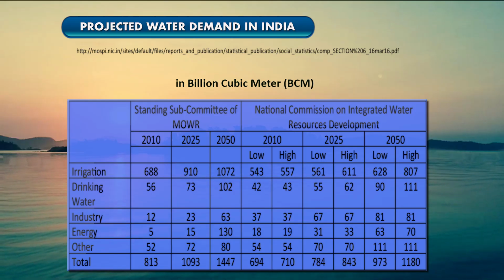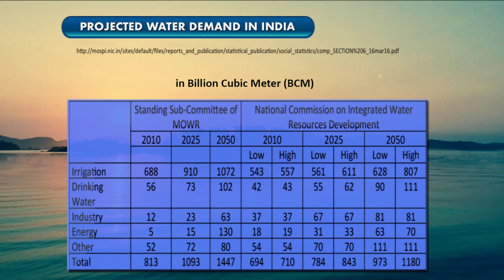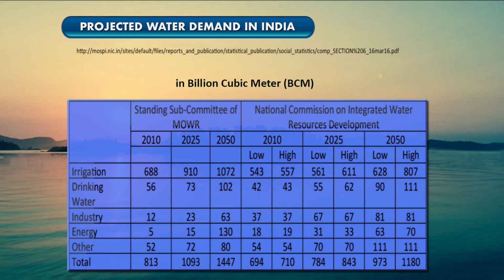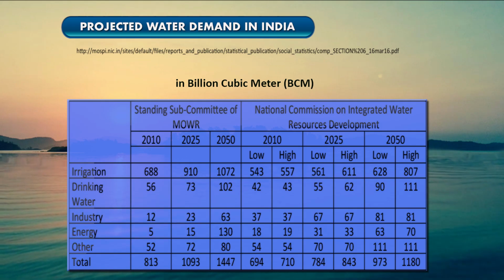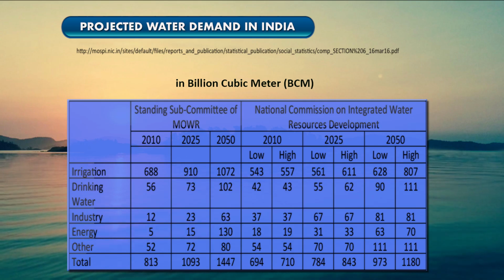Here we can see the water demand in India, and there are two types of projected water demand available. One is given by the Standing Subcommittee of the Ministry of Water Resources, and another estimate for projected water requirement was given by the National Commission on Integrated Water Resource Development. Basically they have identified the projected demand for irrigation, for drinking water, for industry, for energy production, for other sectors, and also they have given the total water requirement.